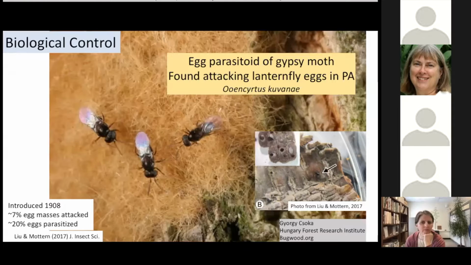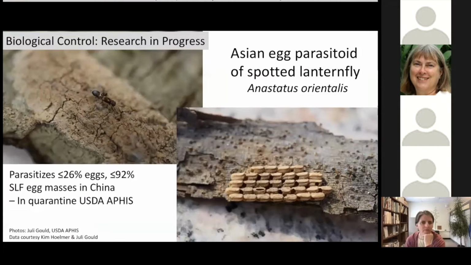Now that may change over time as this little parasitoid, which was itself introduced for gypsy moth, learns more about its new host. So maybe it will parasitize increasing numbers of lanternfly eggs. That remains to be seen. Next slide, please. More optimistic is this one.